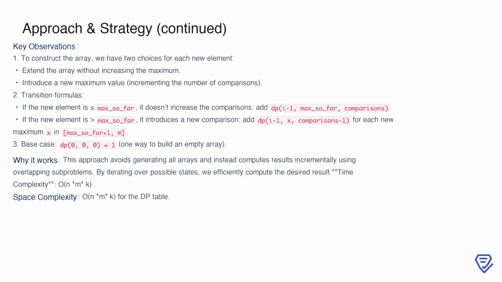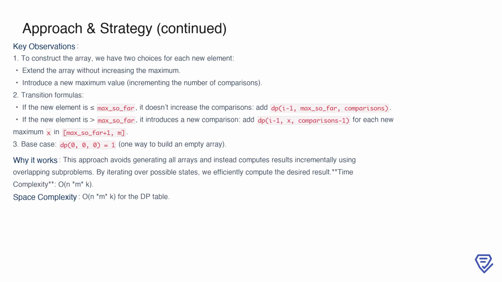Now, let's delve into the key observations that make the dynamic programming approach work. When constructing an array, each new element gives us two choices. First, we can add the element without increasing the current maximum value, which means the number of comparisons remains unchanged. Alternatively, we can introduce a new element that becomes the maximum, incrementing the number of comparisons. To model these choices, we use specific transition formulas. If the new element is less than or equal to the current maximum, it simply extends the array without changing the comparisons.